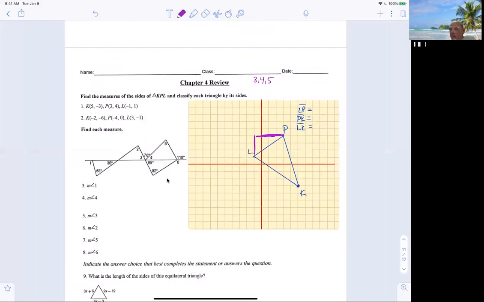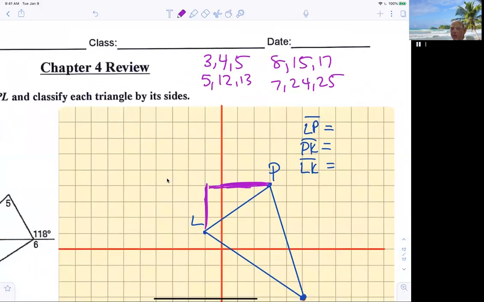Then the other ones that are common are 5, 12, 13, 8, 15, 17, and 7, 24, 25. Those are helpful if you remember them, especially 3, 4, 5, and 5, 12, 13. Those are the most common.